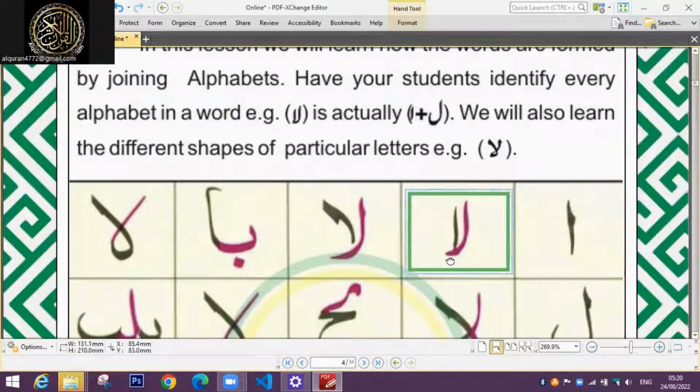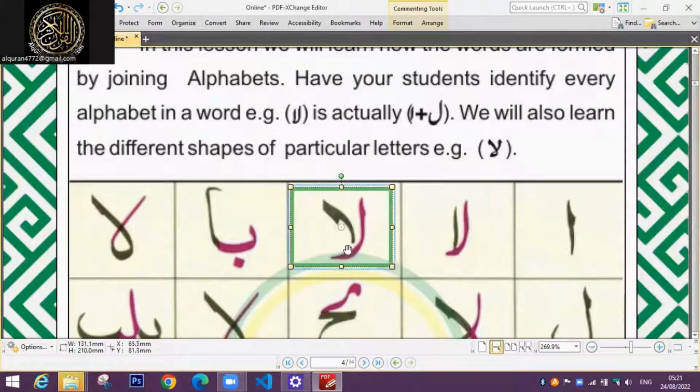Lam Alif. So there are two letters. The first one is a Lam and the next one is an Alif. Okay. So Lam and Alif. Lam Alif. Good job.